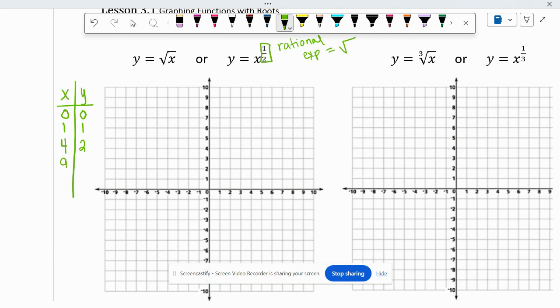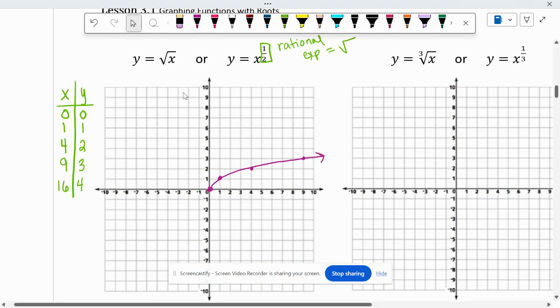When x is 9, 9 is a perfect square. The square root of 9 is 3. And if my graph went all the way out to 16 on the x values, I know that the square root of 16 is 4. So I'm going to go ahead and plot my ordered pairs. When x is 0, y is 0. When x is 1, the square root of 1 is 1. The square root of 4 is 2, so that's the ordered pair 4, 2. And the square root of 9 is 3. So the square root function makes a graph something like that, okay?